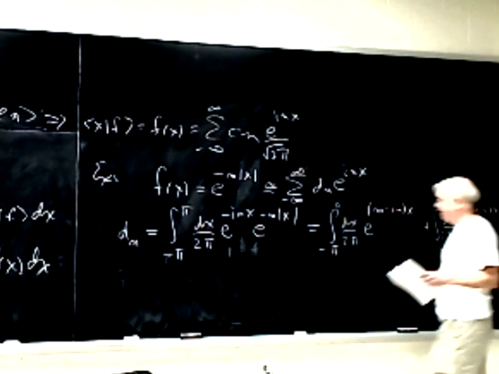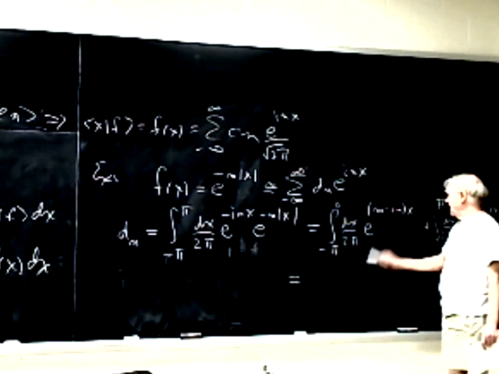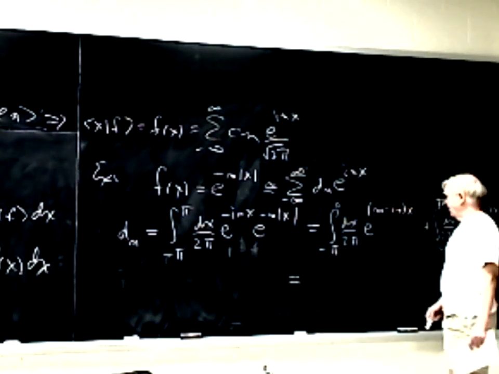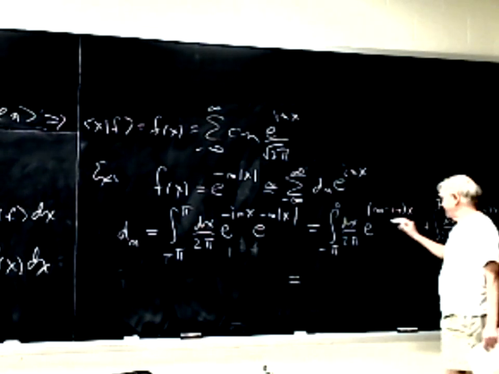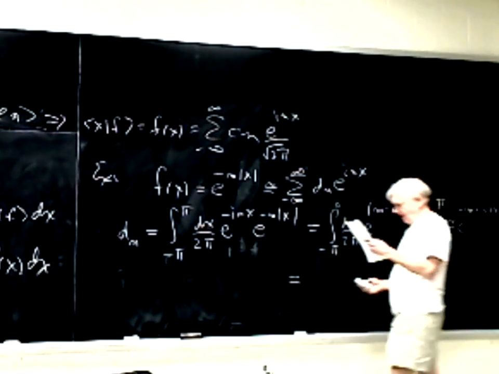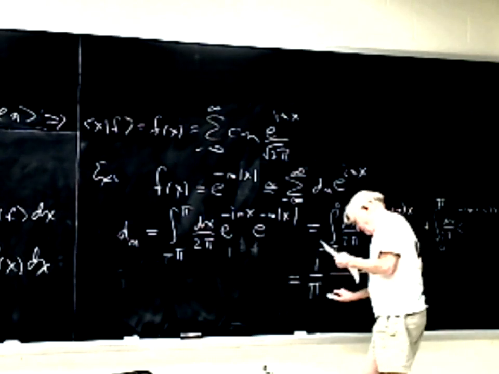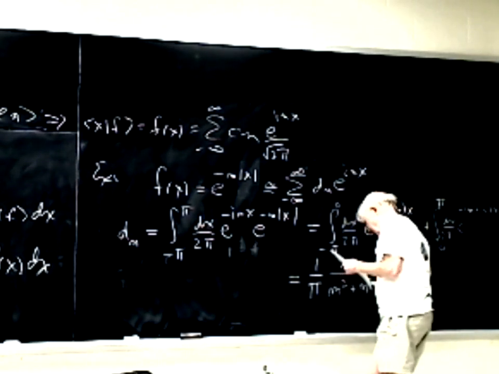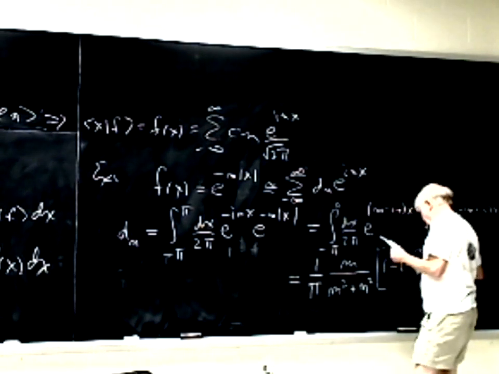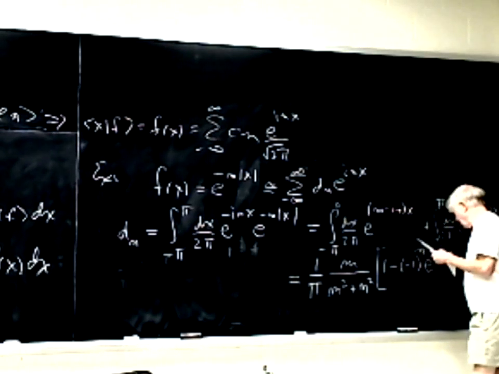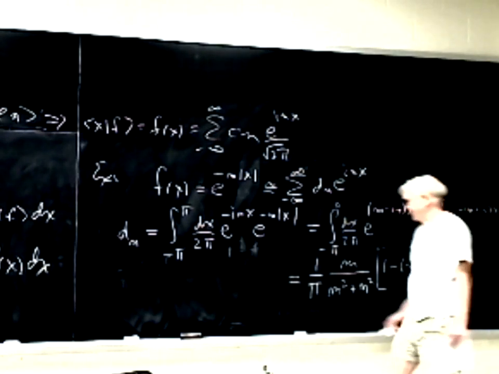Well, we can do these integrals. This is just 1 over m minus i n times this evaluated at the two limits. And when you do the arithmetic, you get 1 over pi, the number m over m squared plus n squared times 1 minus minus 1 to the n e to the minus pi m. So that's the formula for d sub n.